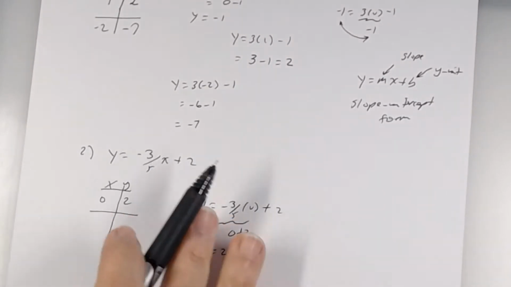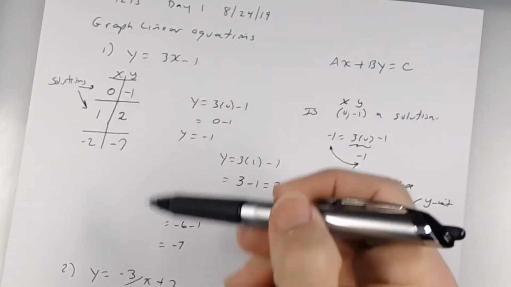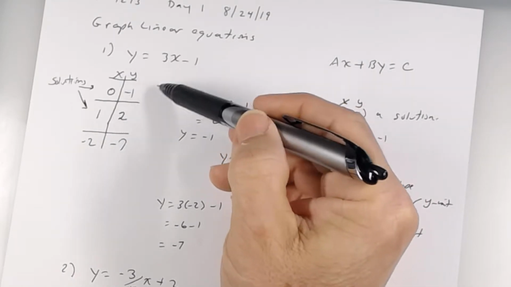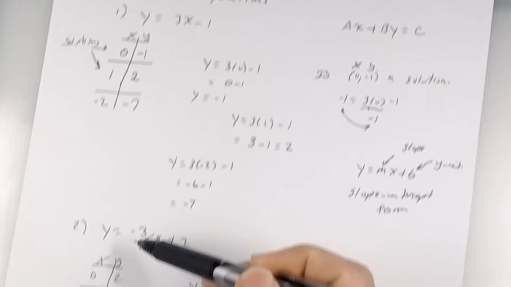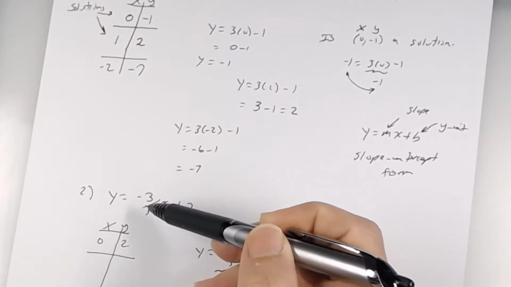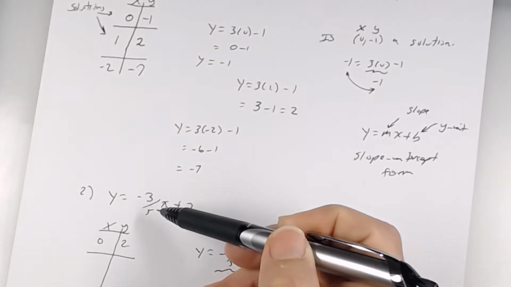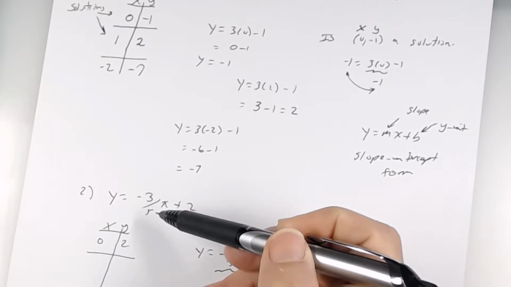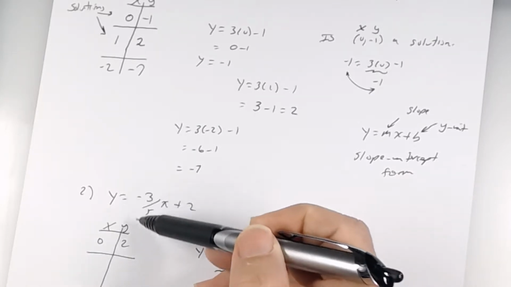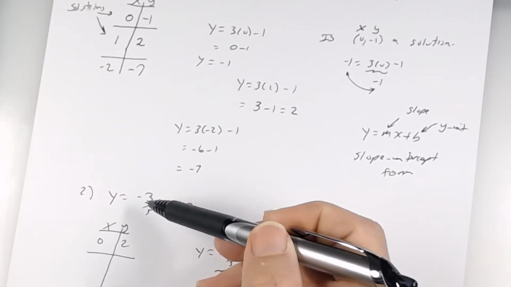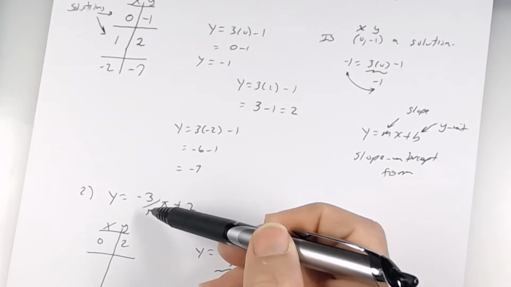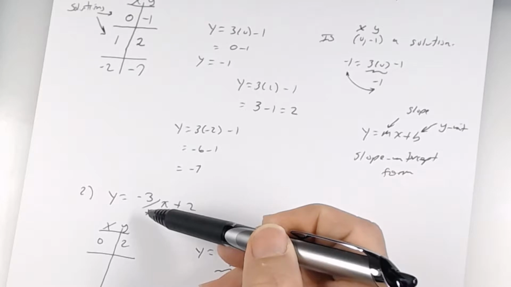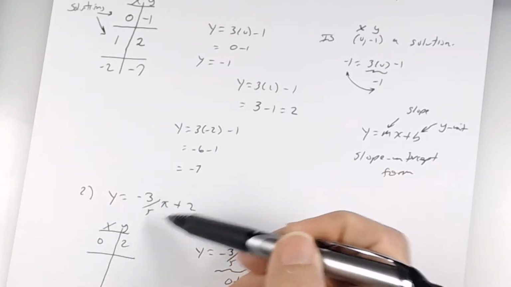All right, now notice the difference between number 1 and number 2. In number 1, the coefficient of x, the slope, is 3. Here, what's the slope? It's a fraction, negative 3/5. So be strategic with the numbers you use for x. If the coefficient is a fraction, if the slope is a fraction, do you remember what you wanted to use for x in this case? 0. We already did 0.